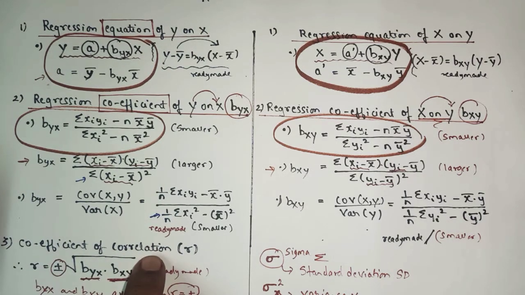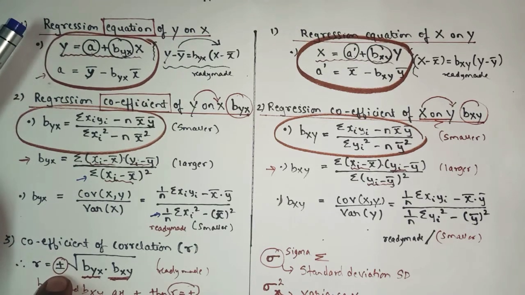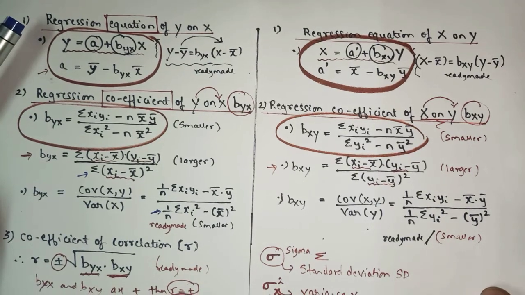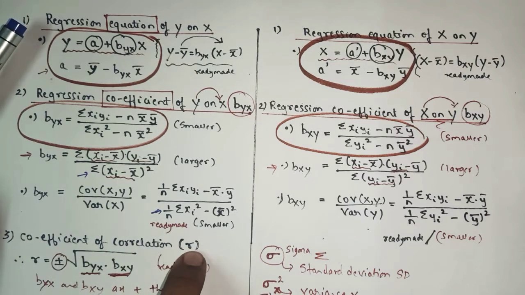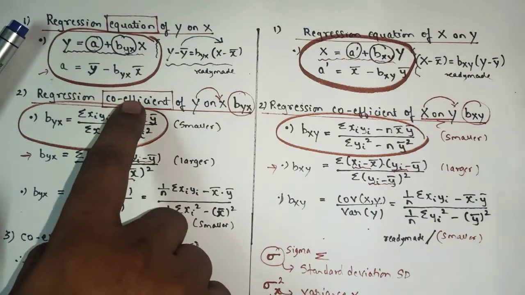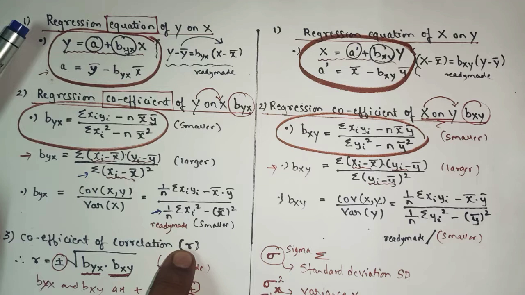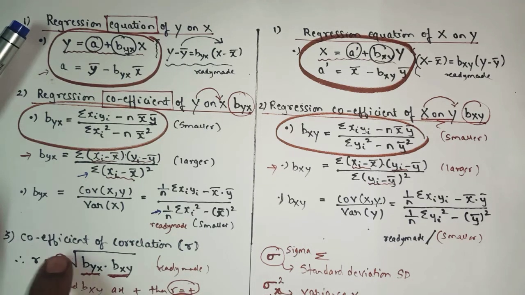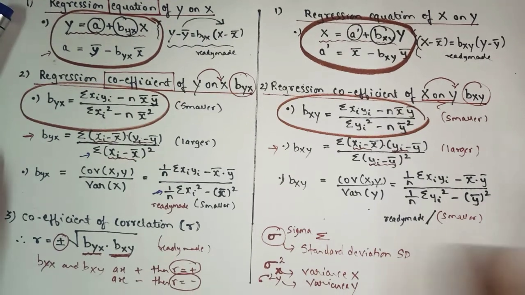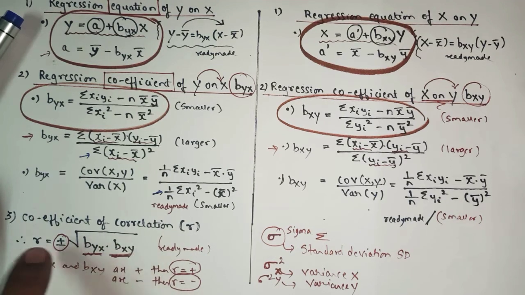Now the coefficient of correlation means what? r. Remember this. This formula was not there in the first exercise, but this third formula will play an important role in the second exercise. Small r is known as the coefficient of correlation. Remember this. This is regression coefficient, and small r stands for correlation. So r equals plus or minus square root of byx into bxy. Remember this. If both the values of byx and bxy are positive, then r is positive.